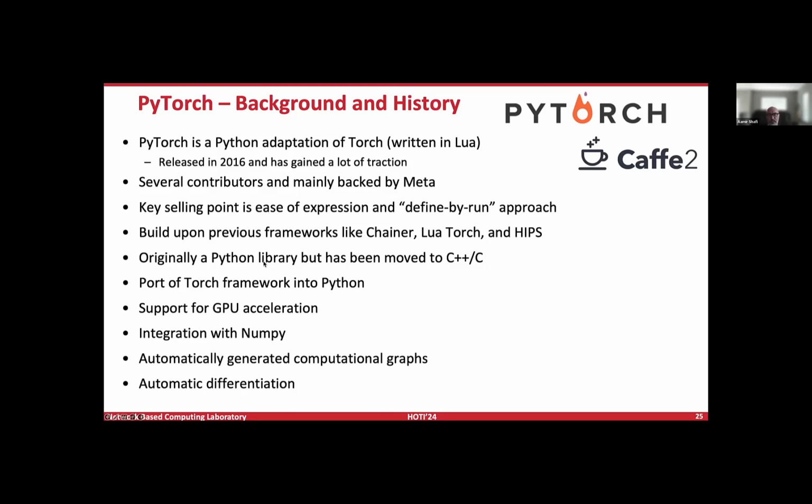Basically, this was originally a Python library, but some of the core computing code has now been moved down into C, C++. Obviously, this supports GPU acceleration, and the latest versions of PyTorch do automatic graph generation and automatic differentiation, which makes life really easy for the application developers.